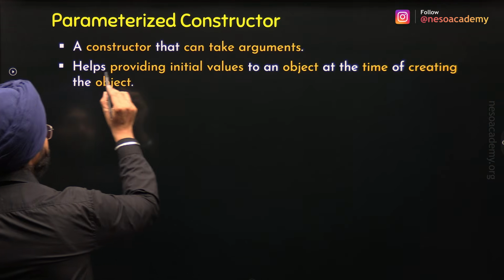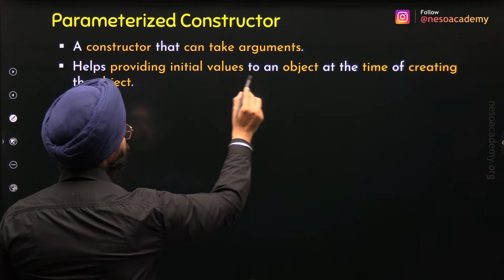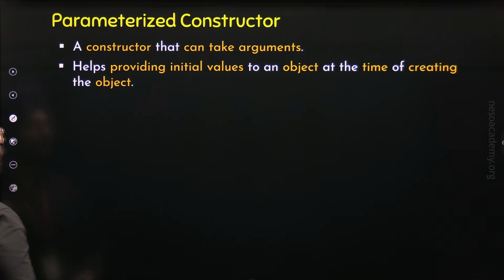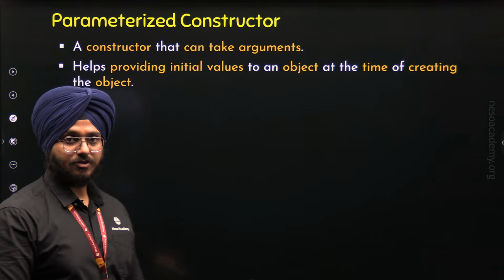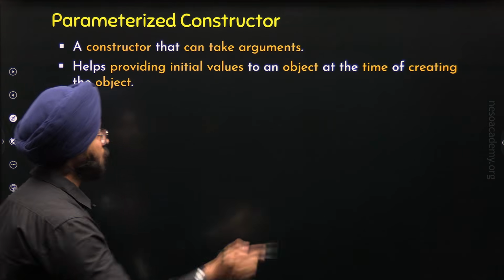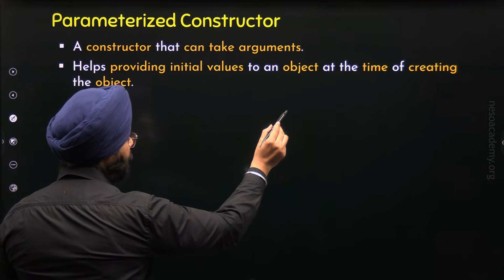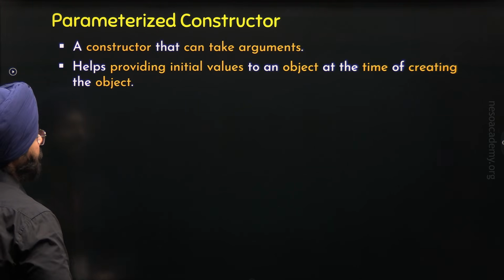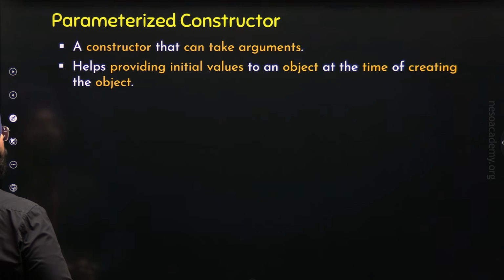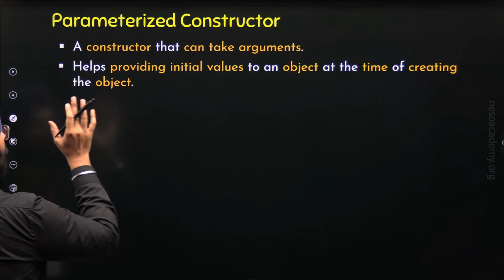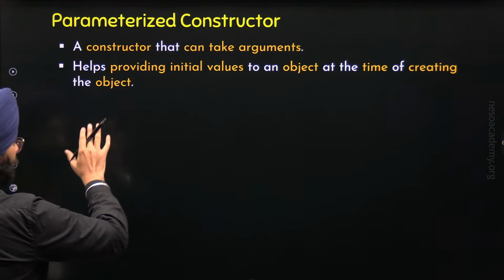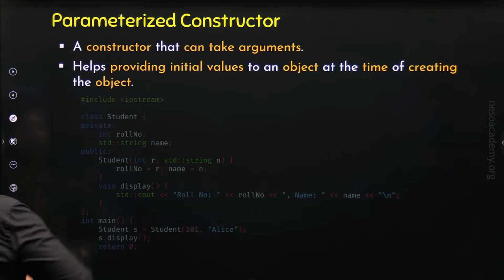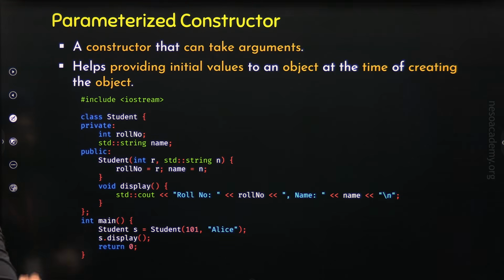Also, it helps in providing initial values to an object at the time of creating the object. So through the parameterized constructor, we can provide initial values to the object and that too at the time of creation of the object. Now to understand this properly and to understand how we can define and use parameterized constructor, let's take one simple C++ program. Here is the example program.